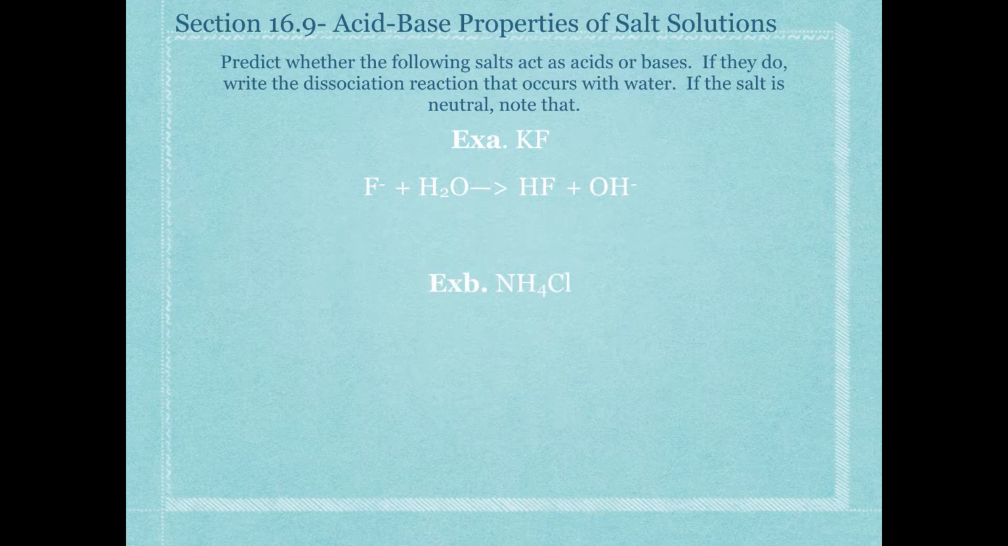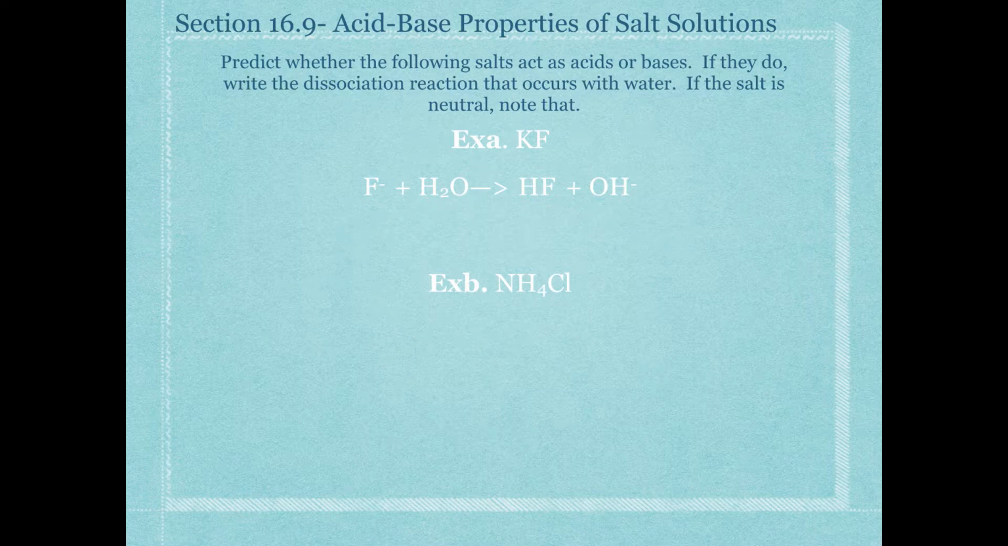NH4Cl. So remember, NH4 came from a base, Cl came from an acid. If NH4 came from a weak base, it will be acidic. If Cl came from a weak acid, it will be basic. So what did NH4 come from? NH4 came from NH4OH. NH4OH is a weak base, which means this is going to be a weak acid because remember, acids come first.